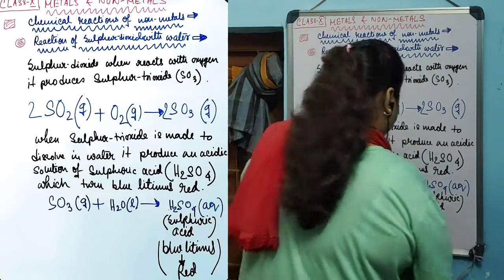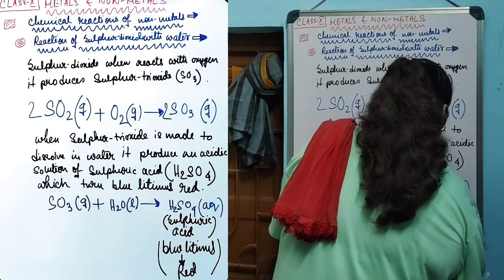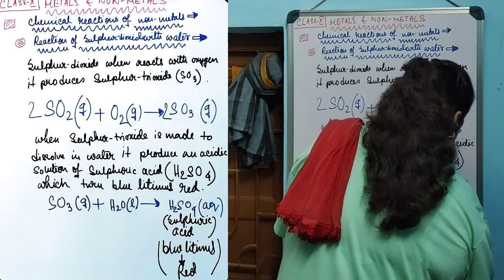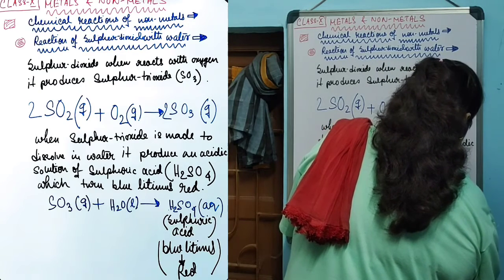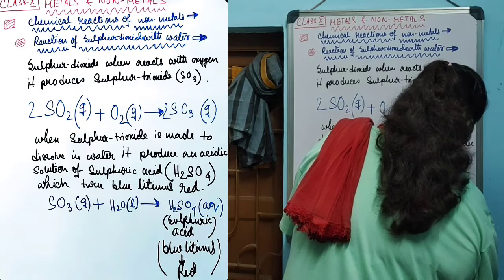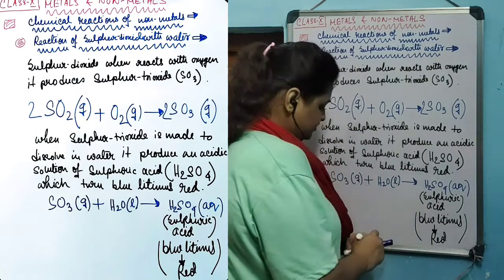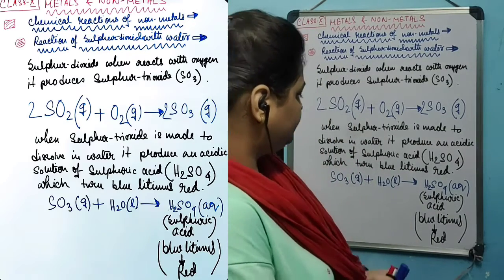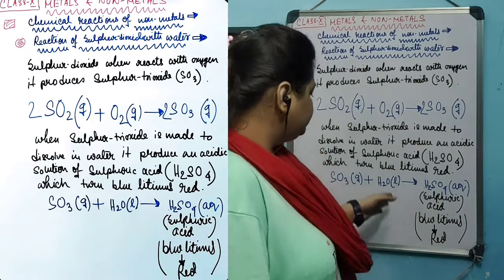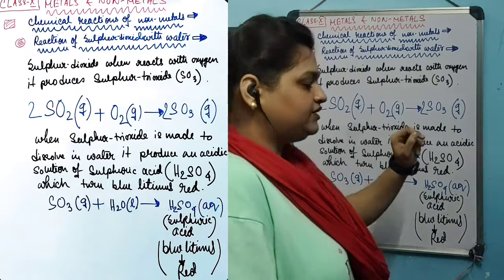Which turns blue litmus paper red. This is the proof of acidity of the solution that is produced by the dissolution of sulfur trioxide in water.